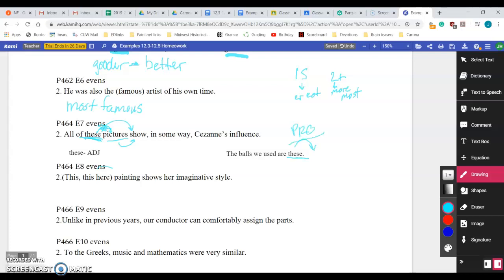These ones will be a little bit trickier for you. Make sure that you're just telling me whether it stands alone or whether it goes with something else. Adjective or pronoun.